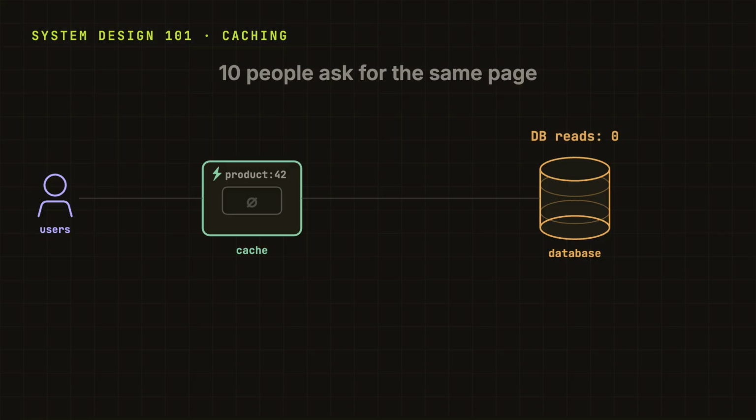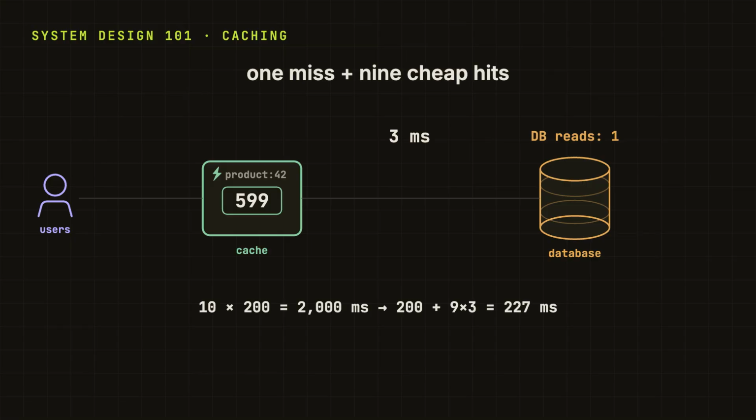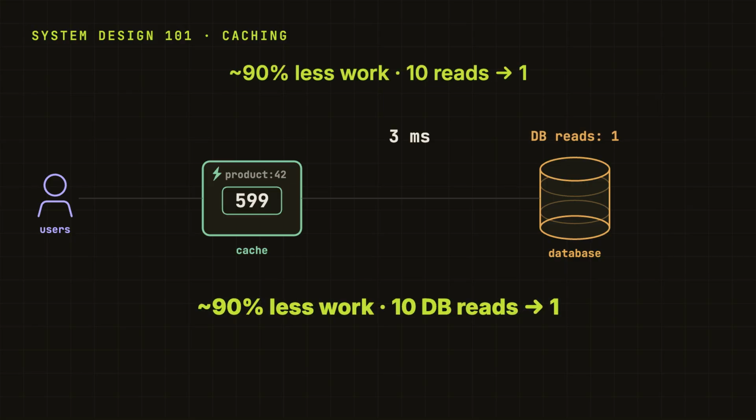Let me show you. Let's say 10 people ask for the same product page in a minute. The first one is a miss. The copy is not there yet. So we do the full 200 milliseconds of the work and we store the answer. But the next 9 are hits. They just get the copy, about 3 milliseconds each. So instead of 10 times 200, that is 2000 milliseconds of work, we did one miss plus 9 cheap hits, about 227. That is almost 90% less work. And the database went from 10 reads down to 1. That is the easy win.